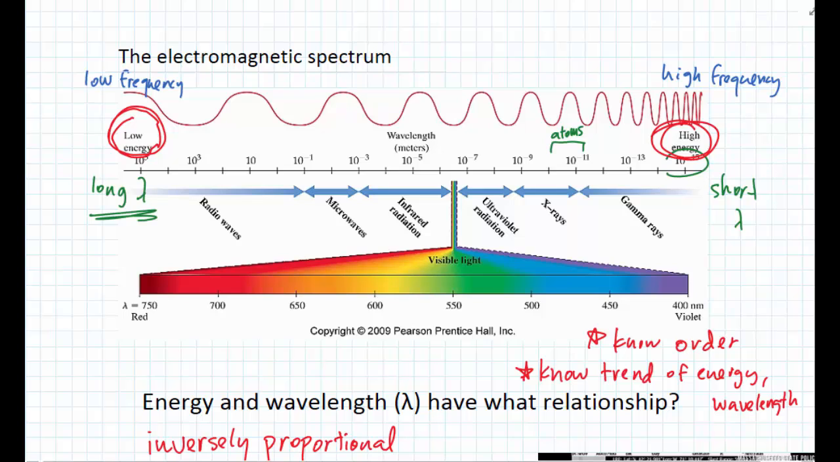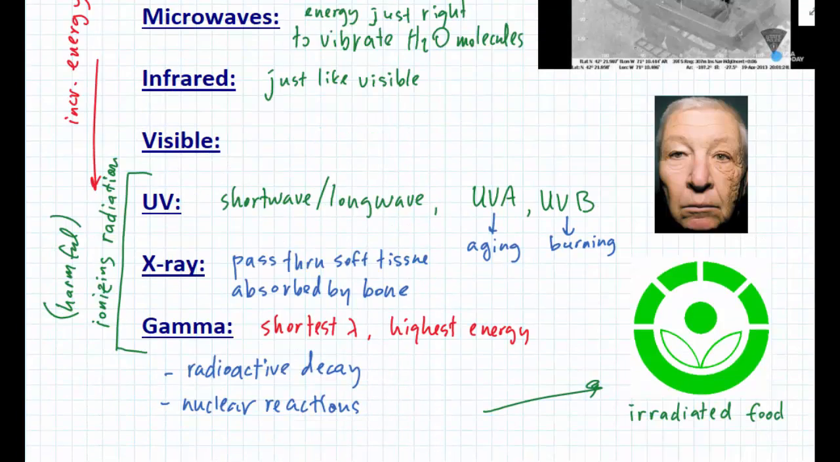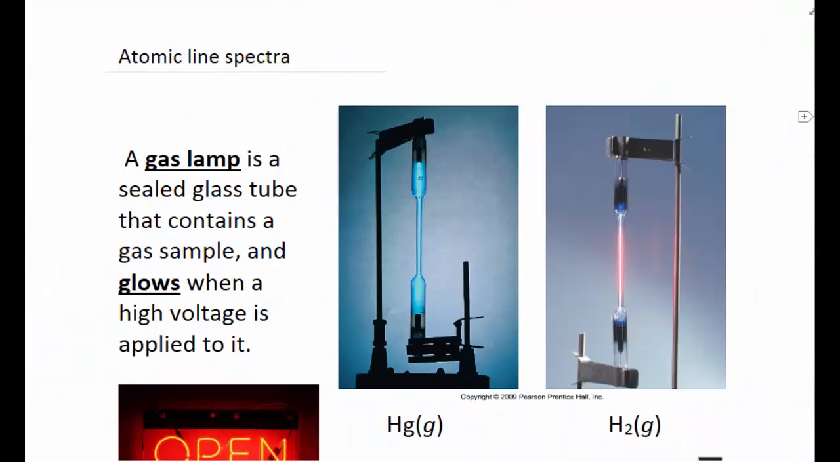Anybody have any questions about any of these? So again, you should know the order. You should know their trend. Have a general awareness of what kind of properties each of those ones have. Okay? All right.